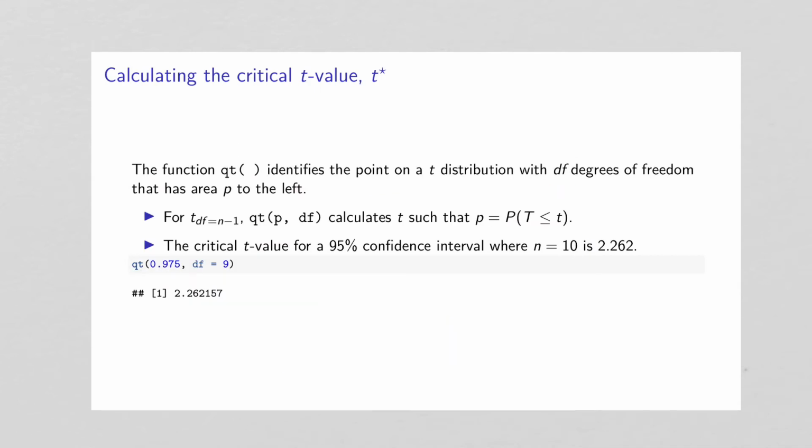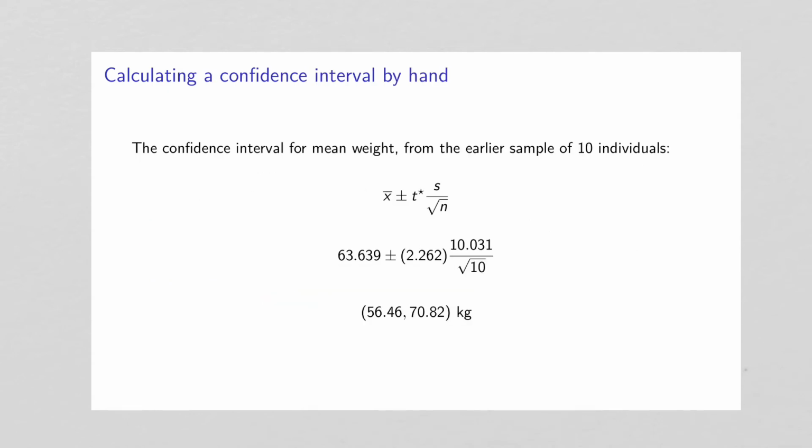The function qt identifies a point on a t-distribution with df degrees of freedom that has area p to the left. So you can do this in R. And so you see the degrees of freedom is 9, because we had n equals 10. So degrees of freedom is equal to 10 minus 1, which is equal to 9. And so you see that the critical t value is 2.262, and then you plug it into your formula, right? 2.262 right here. You have your mean, you have your sample size, standard deviation.